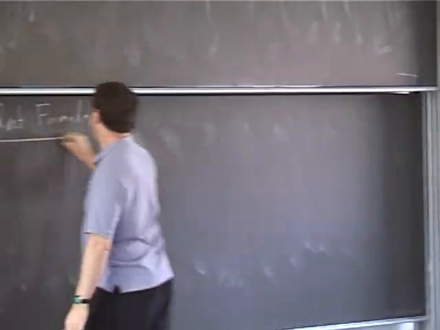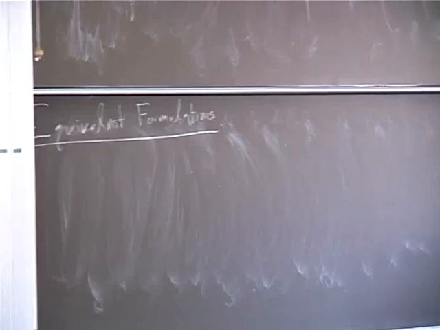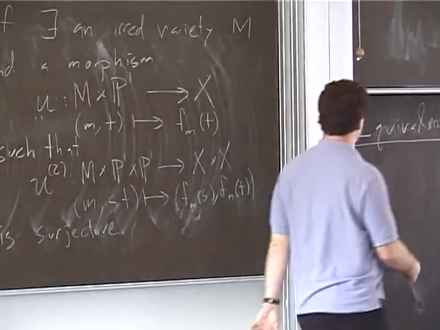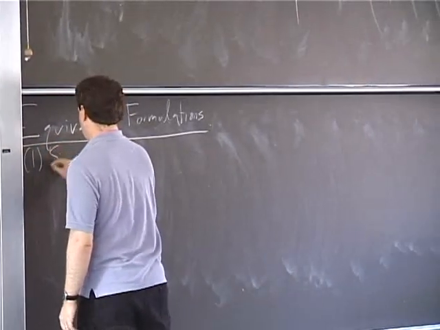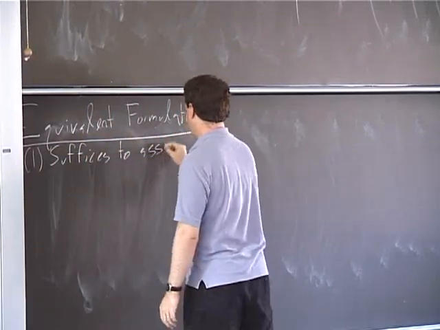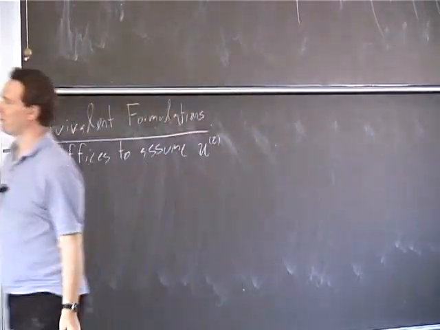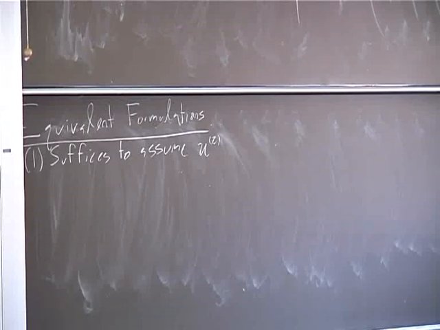So one thing is, we don't need to assume this is surjective. It suffices to assume that it's dominant, that the image is dense. One of the most important things, I have to say this.